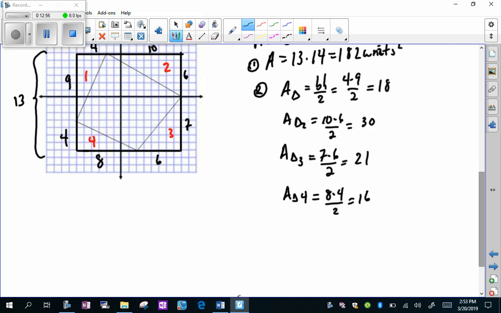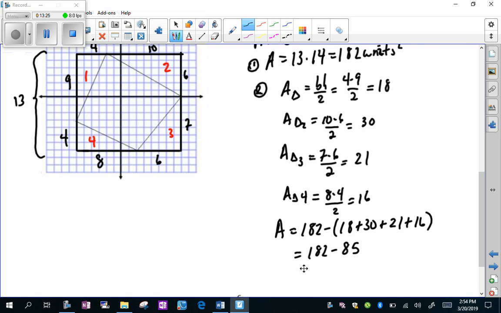So the area of my figure equals 182 minus 18 plus 30 plus 21 plus 16. Okay, or the area equals 182 minus 85. Or the area equals 97 units squared.